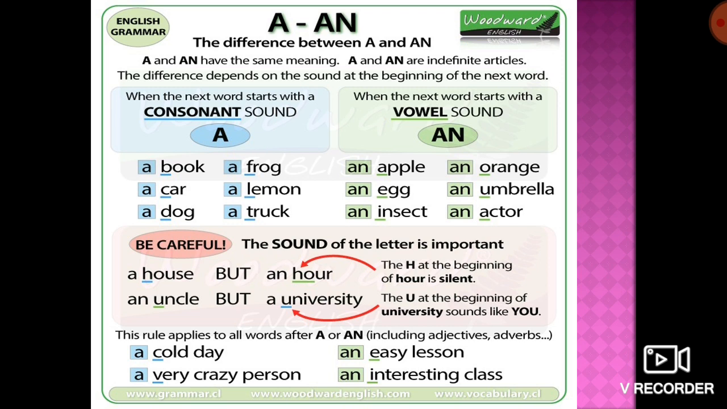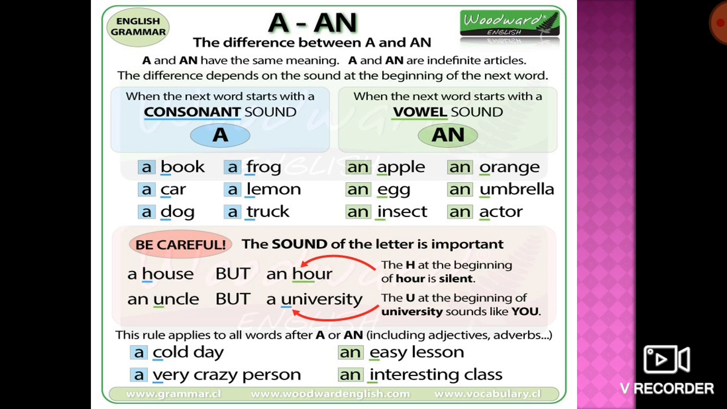Very good. This rule applies to all words after a or an, including adjectives, adverbs, etc. Example, a cold day, a very crazy person. Here cold and very both begin with a consonant sound. And an easy lesson, an interesting class. Easy and interesting both begin with a vowel sound. Therefore, we have used an.